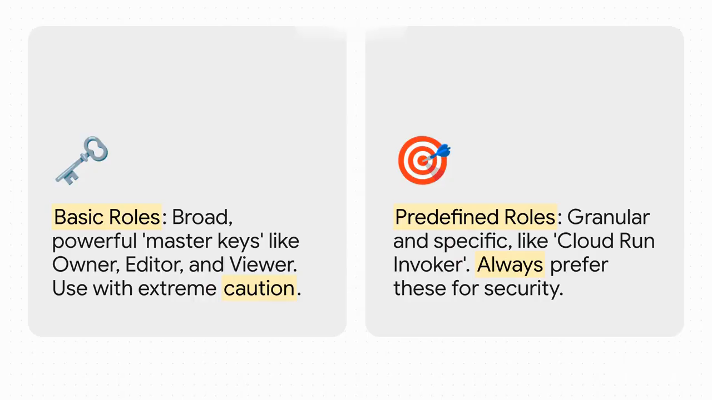Now, this slide shows a really, really critical idea. Over on the left, you see these basic roles: owner, editor, viewer. You should think of these as sledgehammers. They grant super broad access to your entire project. Very powerful and honestly pretty risky. But on the right, you have predefined and custom roles. These are like scalpels. They are granular and specific, like Cloud Run Invoker. The biggest takeaway for security is to always favor the specific granular roles on the right.